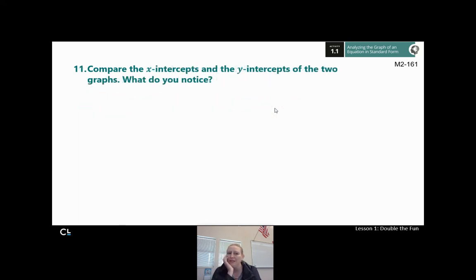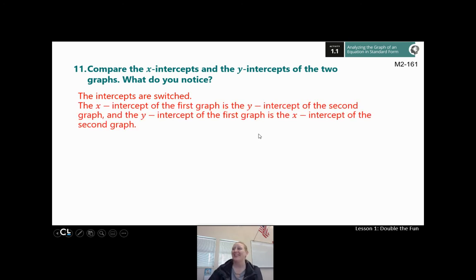What about the x and y-intercepts? What did you notice happened to those? Hit pause, write it down, hit play when you're ready to keep the discussion going. I hope you noticed that they were switched too. Our original x-intercept became the new y-intercept, and our original y-intercept became the new x-intercept.